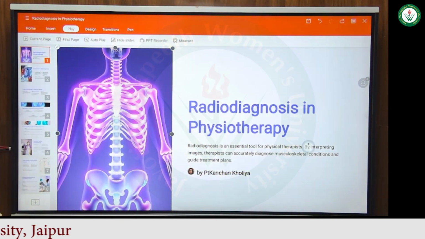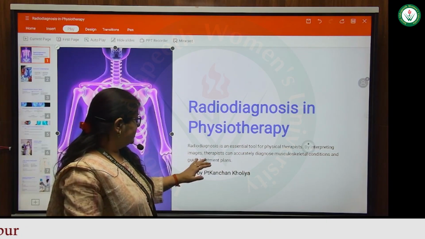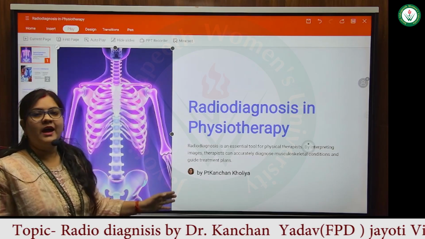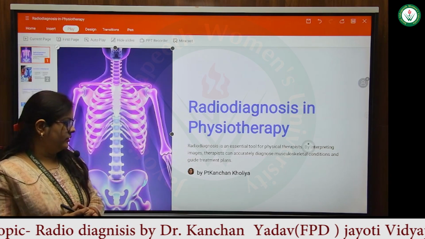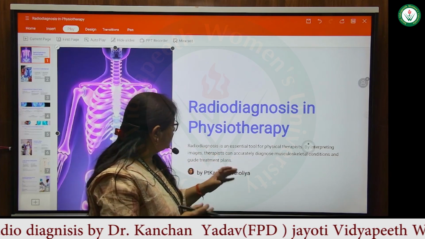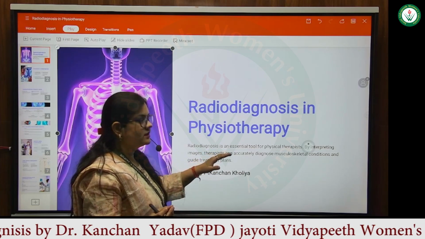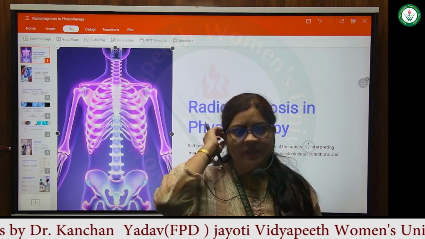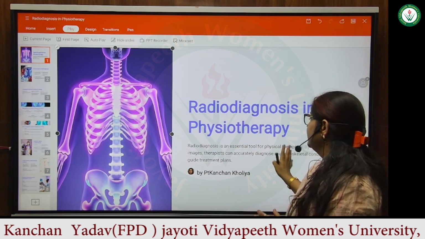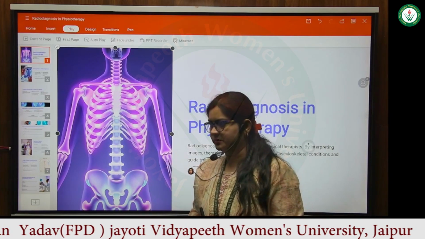So radio diagnosis is an essential tool for physical therapists. By interpreting images, therapists can accurately diagnose musculoskeletal conditions and make a treatment protocol. So radio diagnosis, as we have seen here, a very small definition or introduction for you all, is one of the tools which we are using to analyze or to identify the exact diagnosis of the musculoskeletal condition.